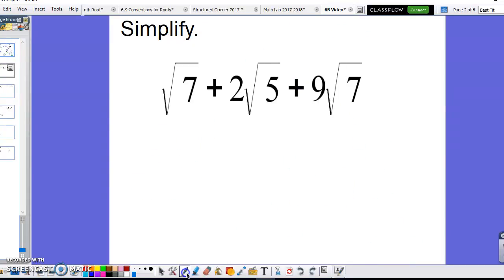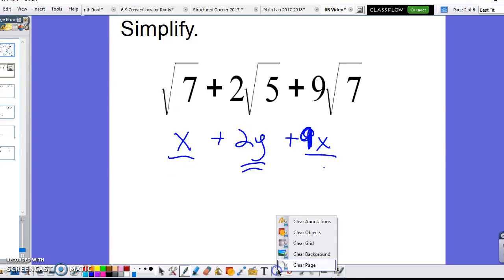Now, then we talked about simplifying when we were adding them together. We compared this in class to a problem like this. So 1x plus 2y plus 9x, and we would say, well, how do we do that? Well, we combine like terms. We're looking for the same variable and the same exponent. We'd combine the x's, there's nothing to combine the y's with, and we'd be good to go.